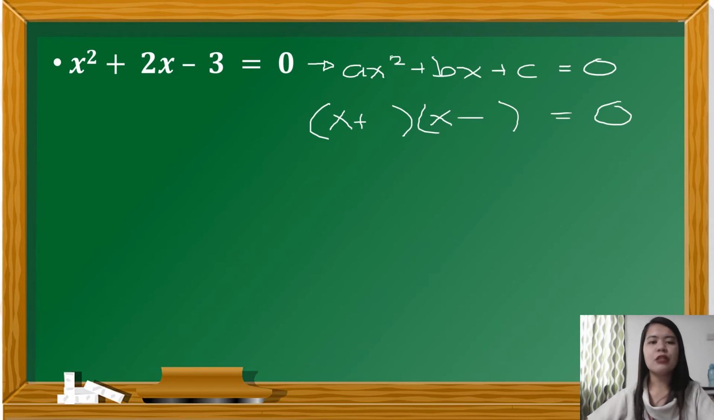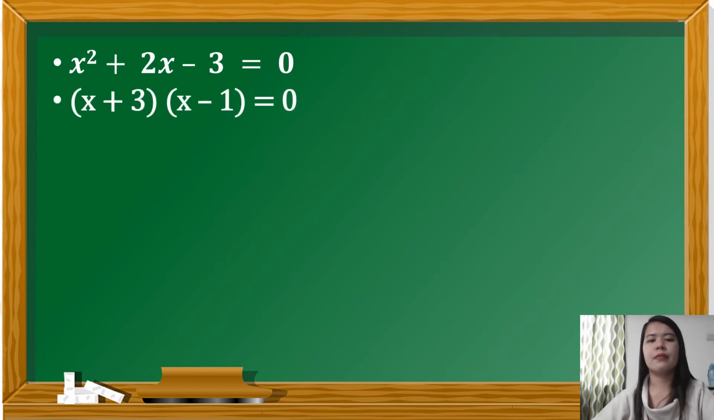Now, let's proceed to the factors of 3. The factors of 3 are 3 and 1 only because 3 is a prime number. And then, for writing the values, if it is positive or negative, first thing you have to consider is the sign of your middle term. It is positive, so it means that the bigger number should be positive. 3 should be positive, and then 1 will be negative. Now, let's proceed to our next step.